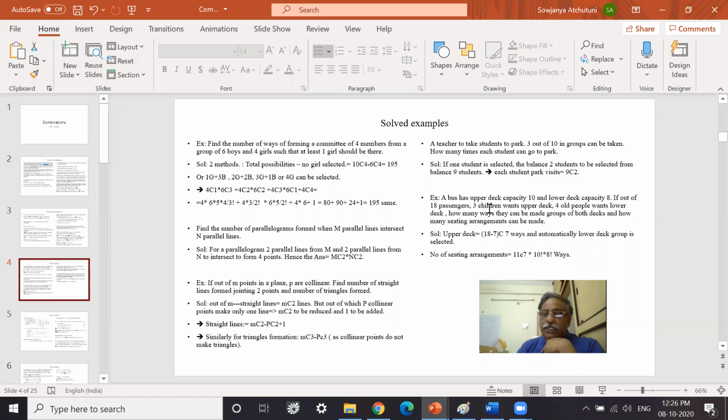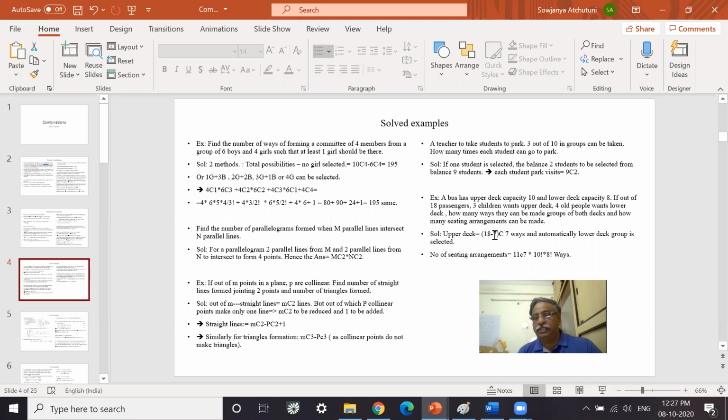Here 3 children upper deck, 4 people lower deck. That means 7 people overall have fixed their locations. So what is left over? Out of 18 minus 7, 11 people are left over. These 11 people have to be seated in the upper deck in C. What is the upper deck capacity left over? 10 minus 3, 7 is left over.